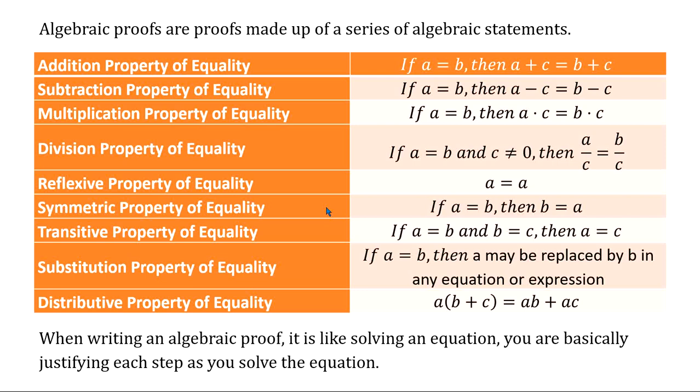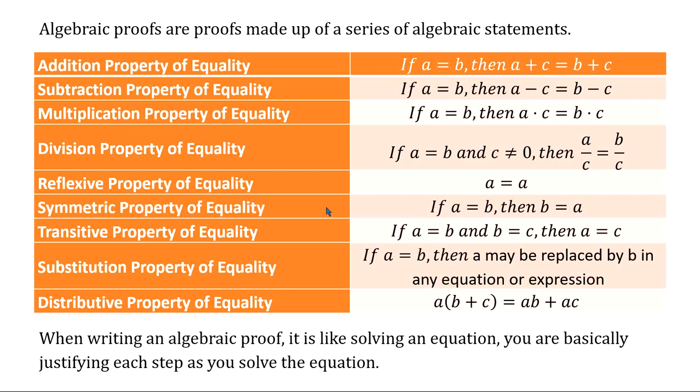So you have your addition property. If A equals B, then obviously A plus C is going to equal B plus C. The subtraction property is the opposite of that. If A equals B, then A minus C is going to equal B minus C. Your multiplication property: if A equals B, A times C is going to equal B times C. Again, the division property is the opposite of that. If A equals B and C does not equal 0, that's important, then A divided by C is going to equal B divided by C.